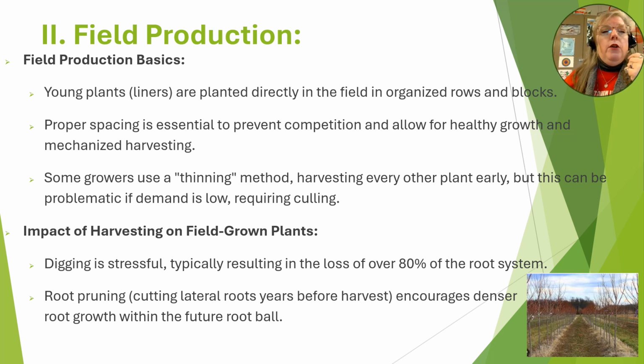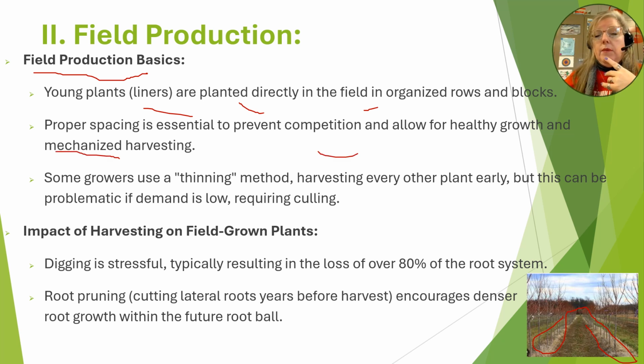All right, so field production means basically growing them out in the ground. You're growing the trees directly in the ground here. The young plants, called liners, are placed directly in the field in organized rows and blocks. And it's the proper spacing. You have to have proper spacing to prevent competition and to allow for healthy growth and mechanized harvesting, because this is going to be tough to pull these things out of the ground.